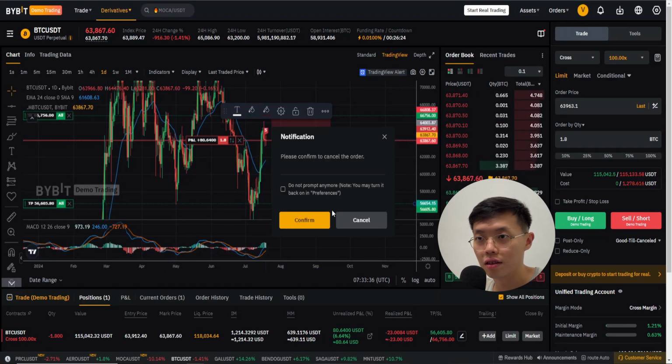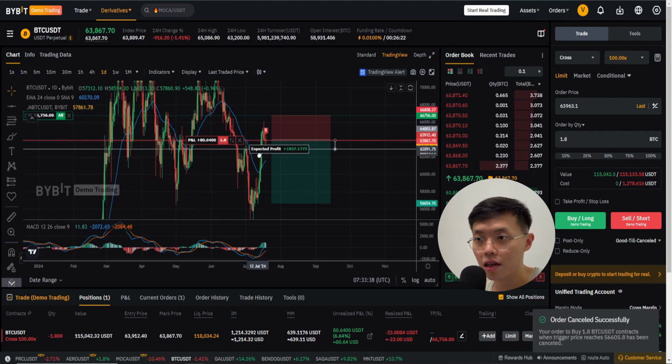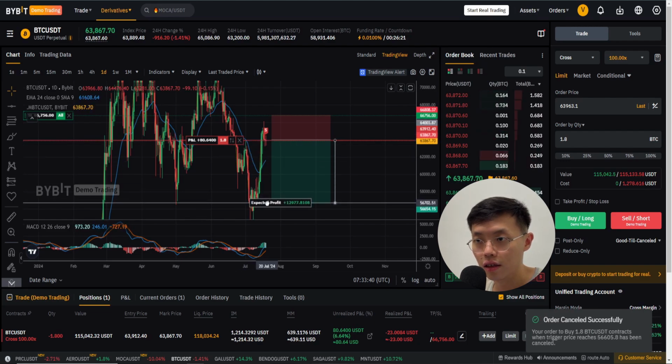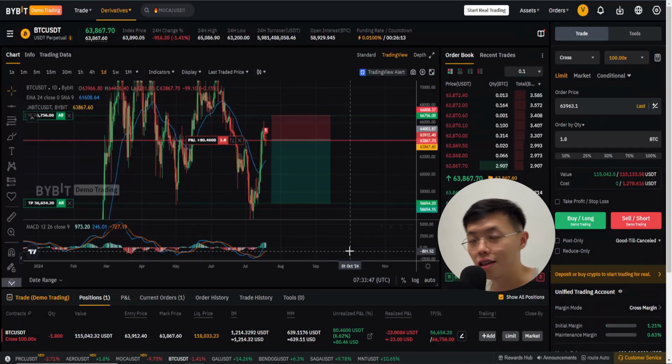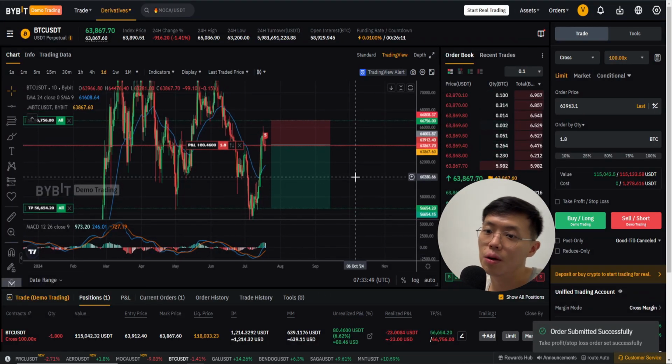So again, let's close it and then drag it down. As you can see, 13,000. You see the expected profit, 13,000. So again, this is how you do demo trading.